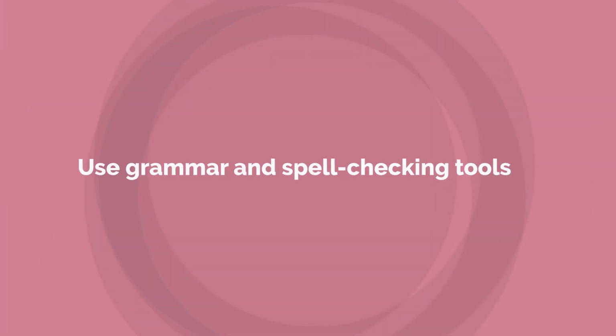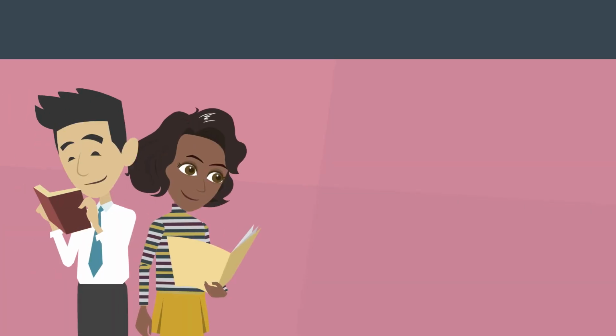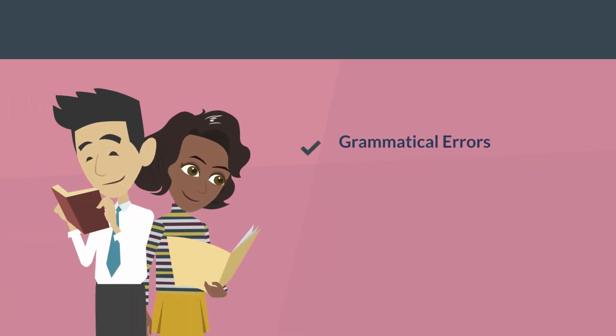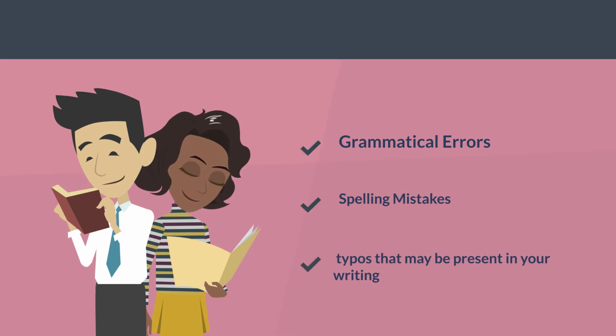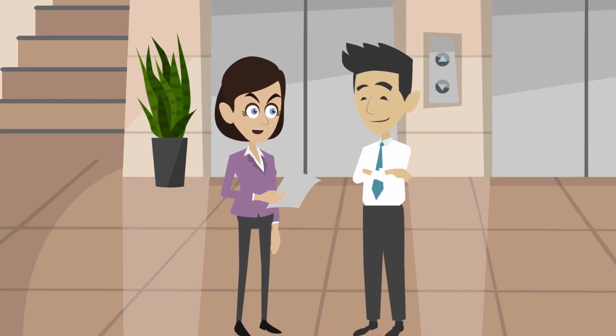Tip 4. Use grammar and spell-checking tools. The fourth tip is to use grammar and spell-checking tools. These tools can help you identify any grammatical errors, spelling mistakes, or typos that may be present in your writing. However, it's important to remember that these tools aren't foolproof, and you should always review your work manually to ensure accuracy. Tip 5. Get feedback.